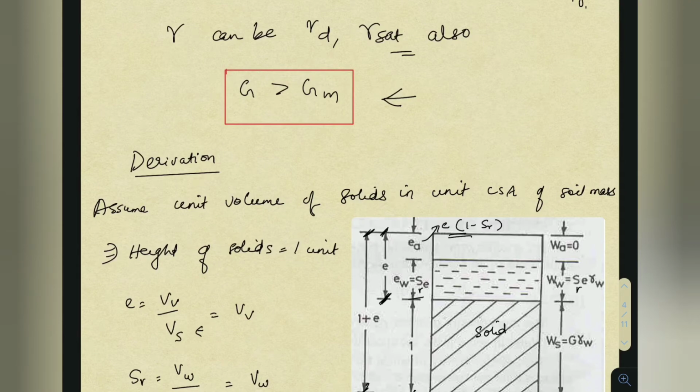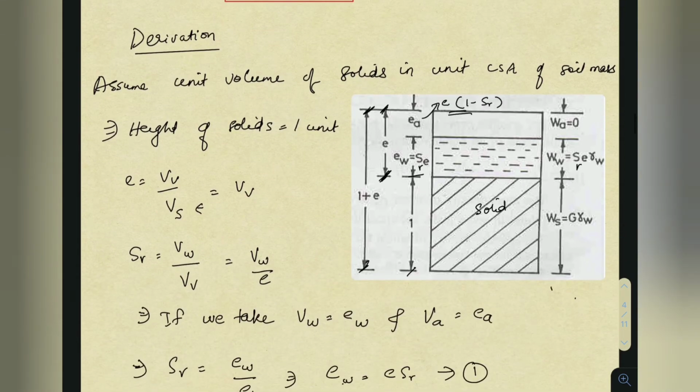Okay, so we will start with the derivation. This is a three-phase diagram. In that, we are assuming that the solids have a unit volume and a unit cross-sectional area. So the height will be unity. So here we put 1. As the solid volume is 1, we have e value as Vv by Vs.